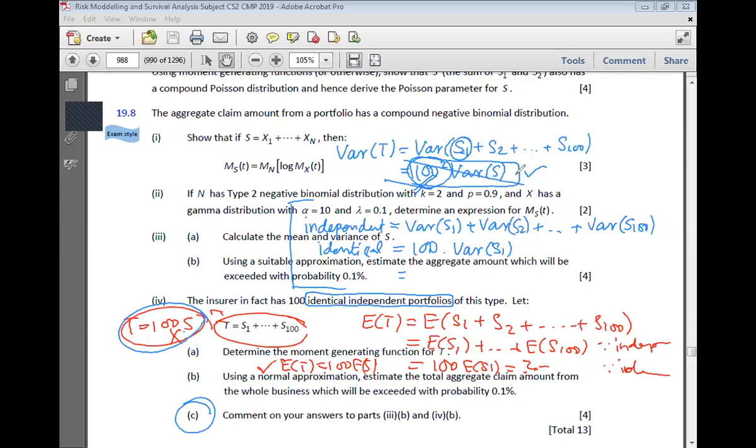Does this make it a bit clearer? Or is there still some confusion? No, ma'am, I got it. Got it? All right.